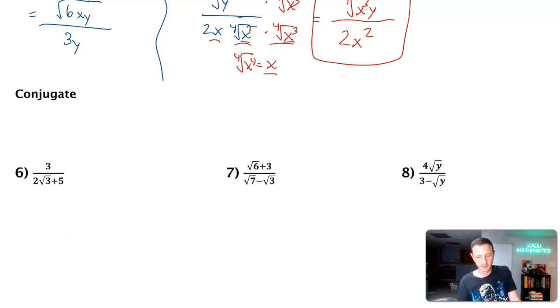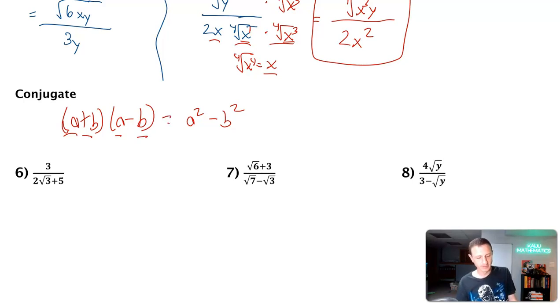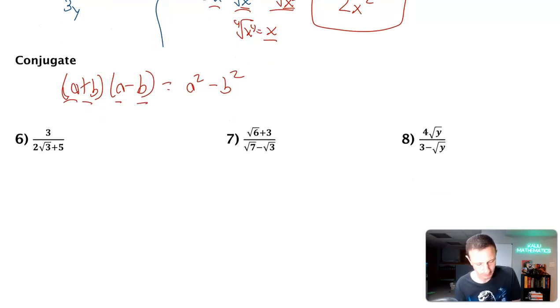So what we have to use is what's called the conjugate. So if I have a plus b times a minus b, these are conjugates of one another, because it forms a squared minus b squared. So it's the first term being squared and the second term being squared. That's what we want to have in this scenario here. We want to think about conjugates.